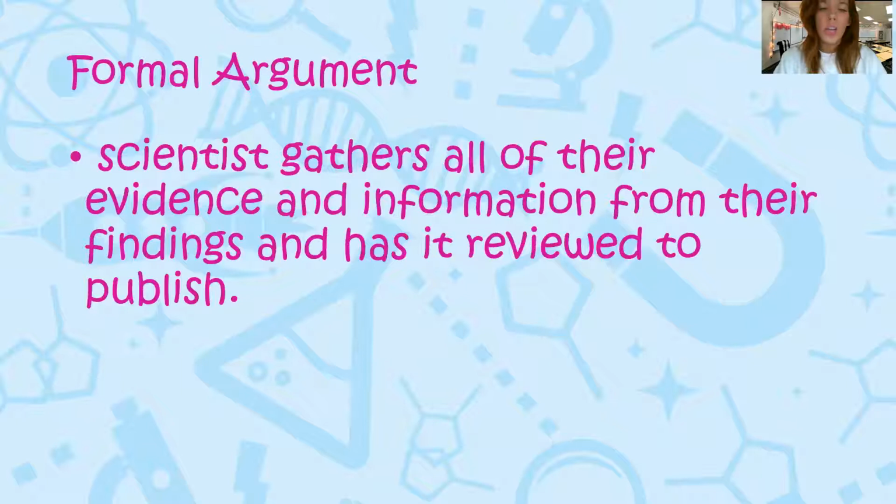A formal argument is when scientists gather all of their evidence and information from their findings and have it reviewed and published. When scientific evidence is published, other scientists often review it and argue whether they can prove it right or wrong. In order to prove evidence, scientists need to argue the reasoning that they have found.